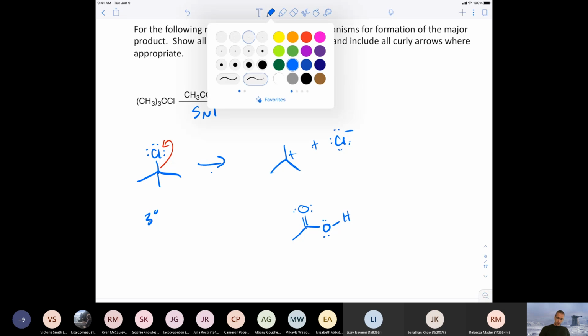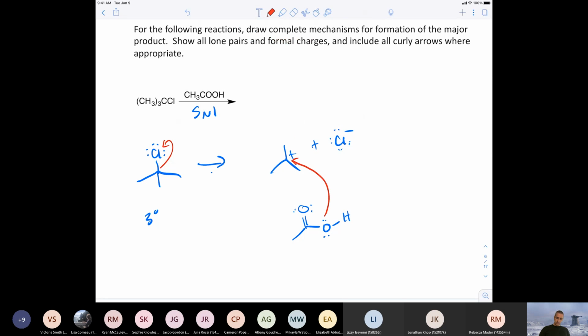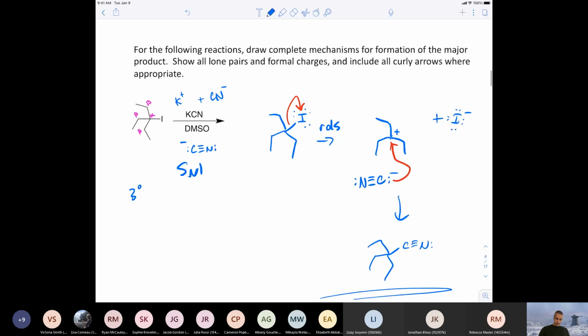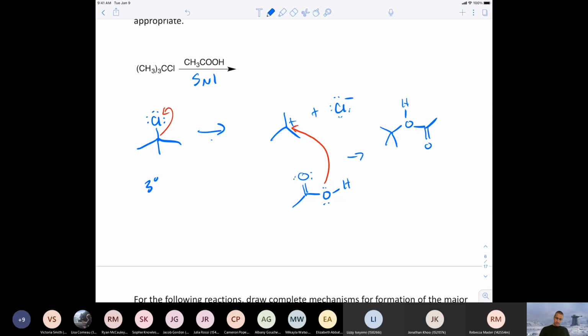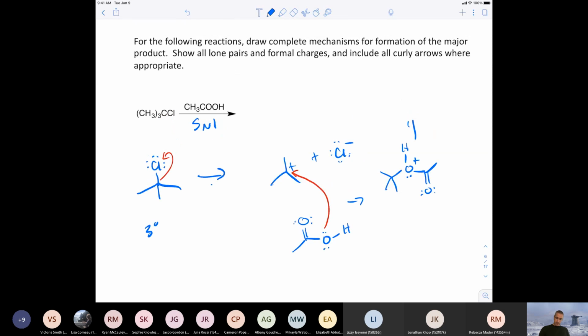We have acetic acid. We're going to use the OH as our nucleophile. I think we just did one like this, didn't we? Did we do this exact one? No, we did an SN2 before. Make that thing go up. We need to remove that extra proton, and to do that, we're not going to use chloride, awful base. We're going to use our solvent again.